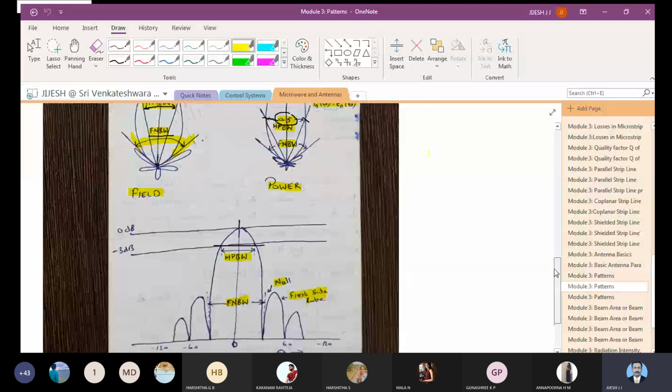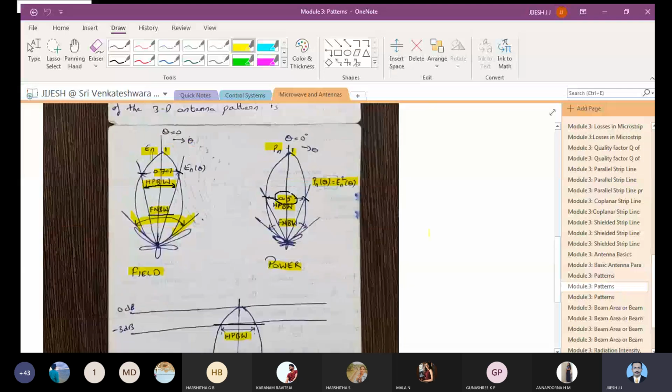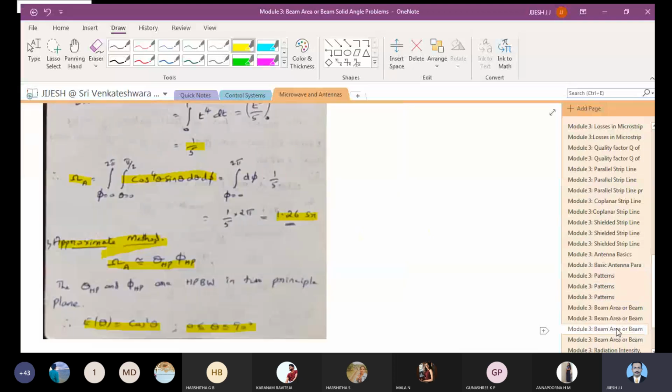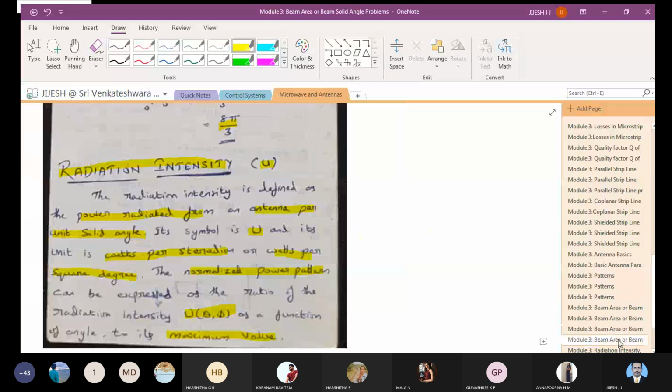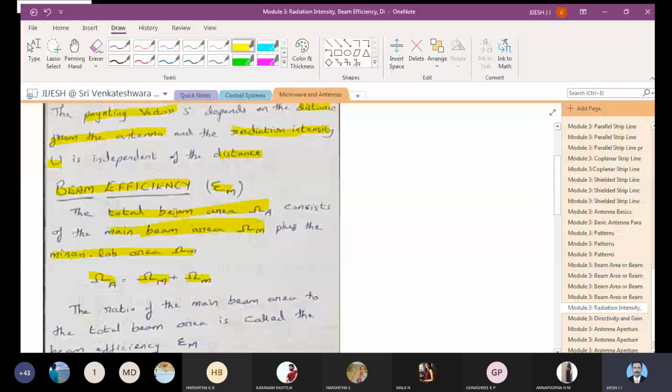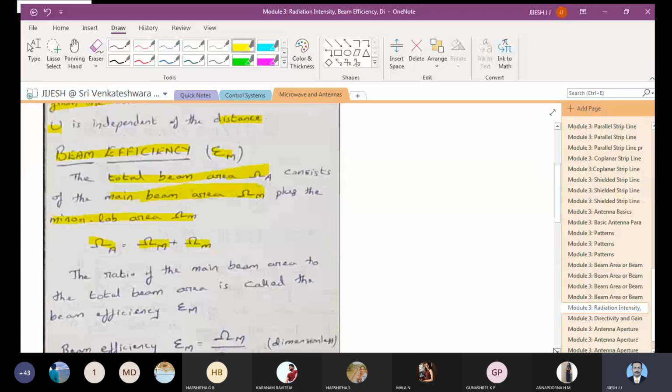So you have seen that you have a main lobe, side lobes, and back lobe. We have understood this in the previous class. To move ahead with beam efficiency: the beam area omega A is a combination of the main lobe, omega capital M, and the minor lobes, omega small letter m.